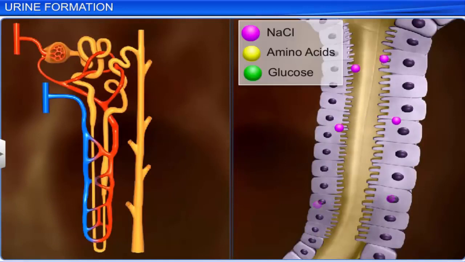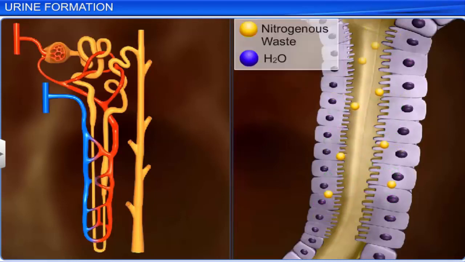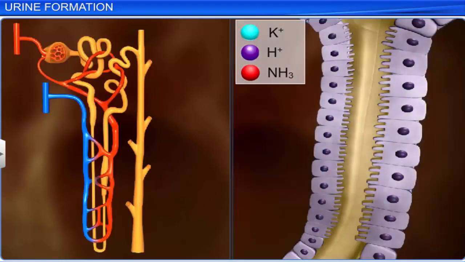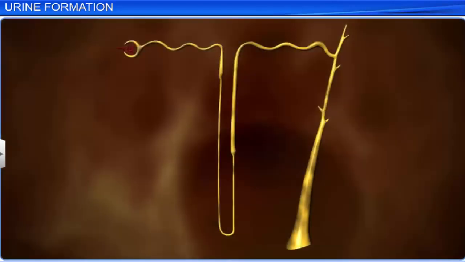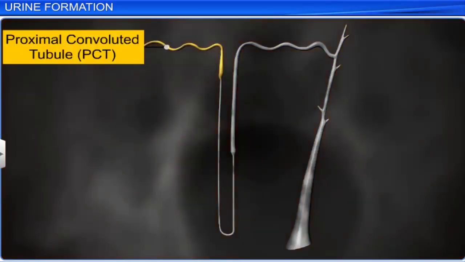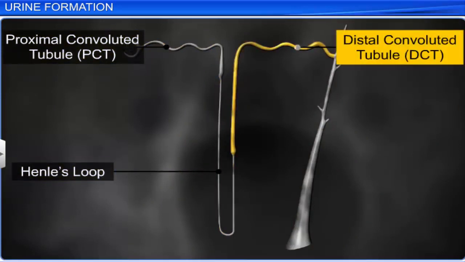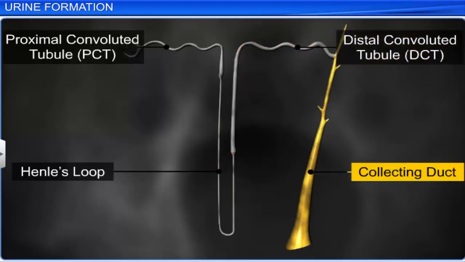While substances in the filtrate such as sodium, amino acids and glucose are absorbed by active transport, nitrogenous wastes are absorbed by passive transport. Water is also reabsorbed passively in the initial segments of the nephron. Apart from absorption, the cells in the renal tubule also selectively secrete substances such as potassium and hydrogen ions and ammonia into the filtrate to maintain the pH and ionic balance in body fluids. This process of reabsorption and secretion occurs in different parts of the renal tubule, namely the proximal convoluted tubule or PCT, Henle's loop, and distal convoluted tubule. The collecting duct also takes part in the process.